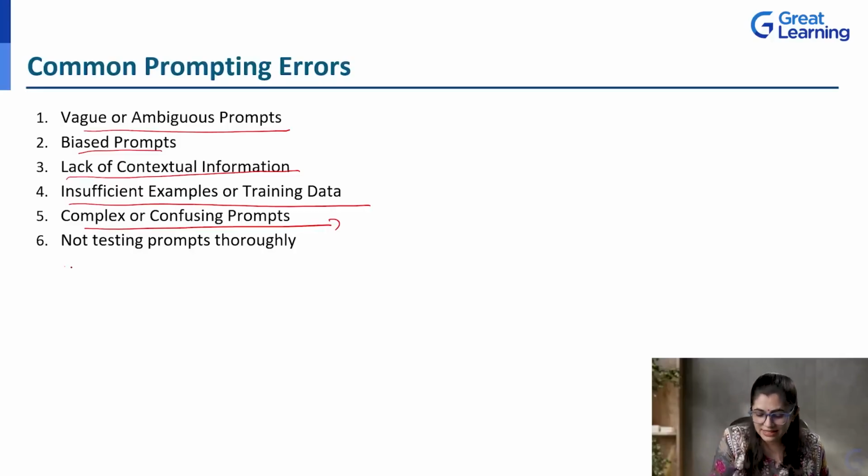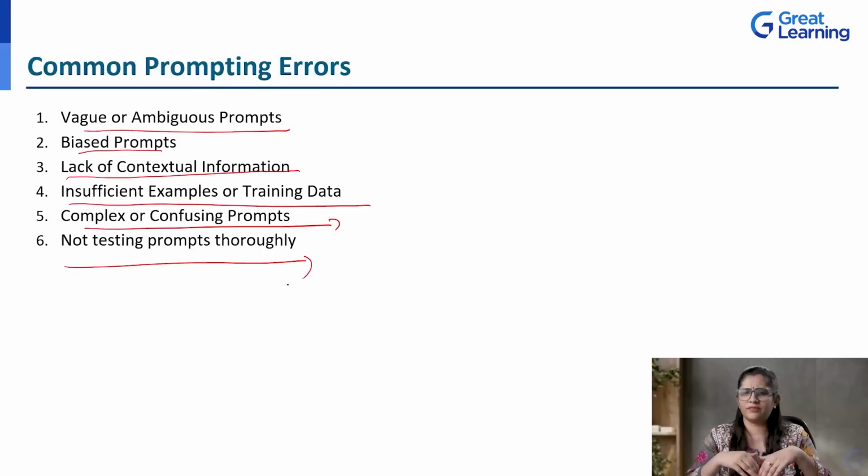Last is not testing prompts thoroughly. You have given a very good prompt. You have designed a very good prompt and given to ChatGPT. It generates something, but you are not reading it. You are blindly following what it generates. You're not giving it a feedback. You are not asking what it has understood from your designed prompt. That is not testing prompt thoroughly, and you will have less accurate responses, and in some cases, wrong responses.